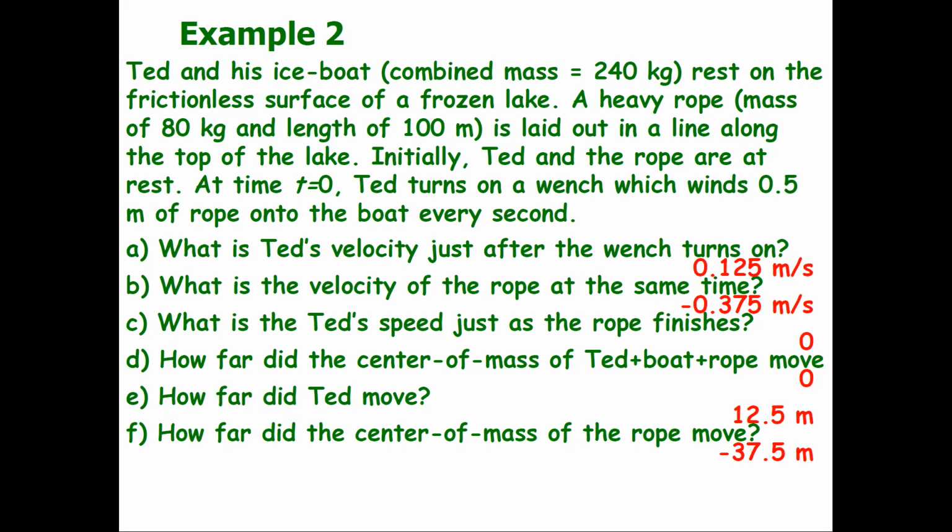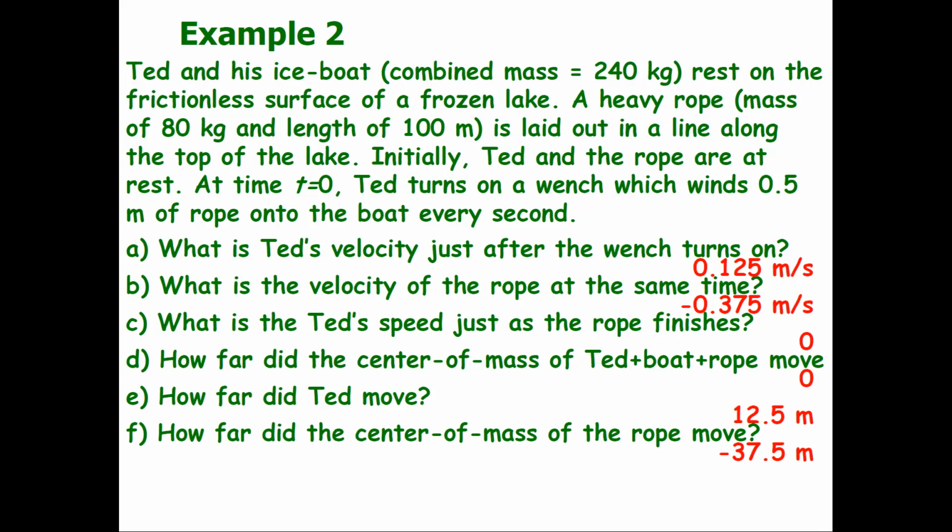Then the first part of the question is asking you to say, what is Ted's velocity just after the winch turns on? So what you need to understand here is you have two systems. There is the system where you have the boat, that is system A, you have the boat and Ted is inside that boat. The second system is where you have the rope, which is about 100 meters away and it's weighing 80 kgs. So this system B gives you the mass.